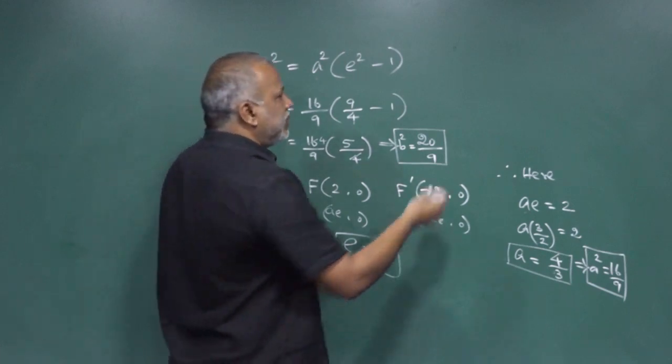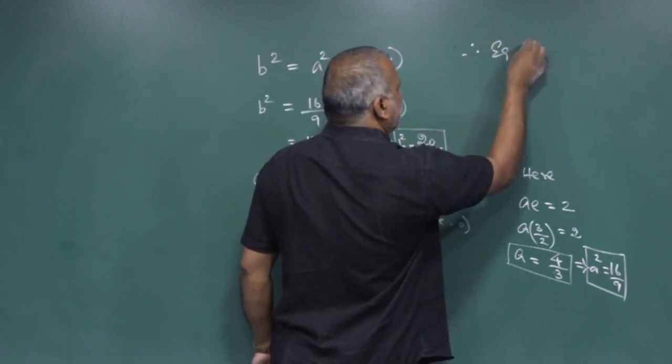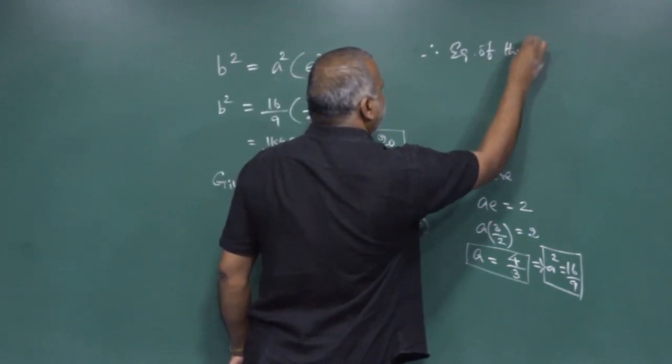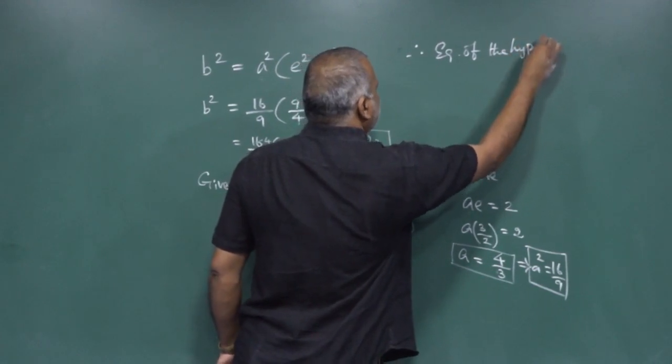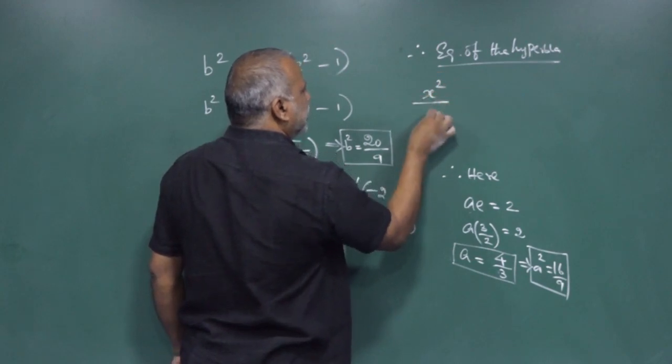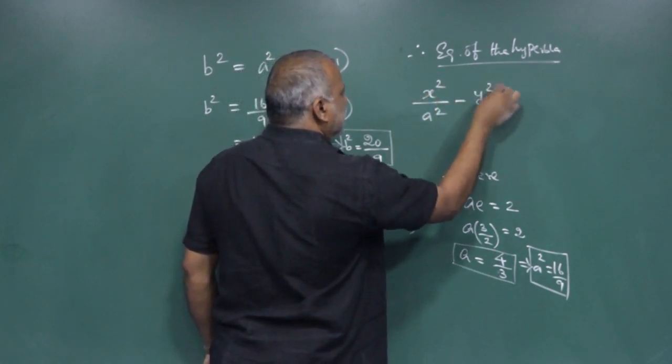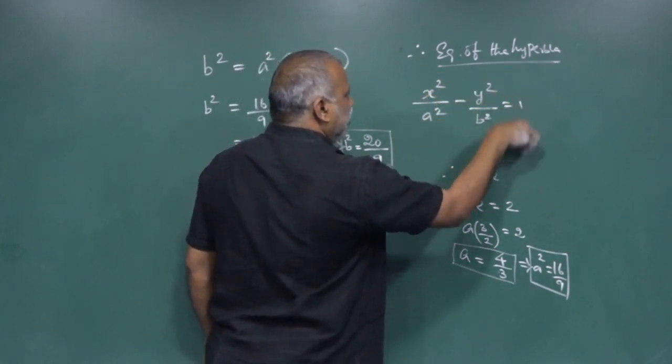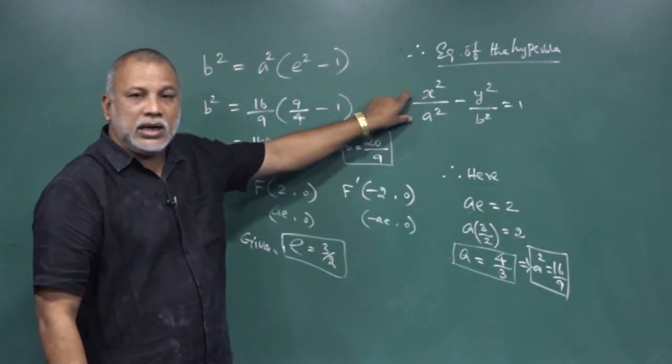Now, what is the equation of the hyperbola? Therefore, equation of the hyperbola. What is the formula here? x squared by a squared minus y squared by b squared equal to 1. How have we decided this is type 1?